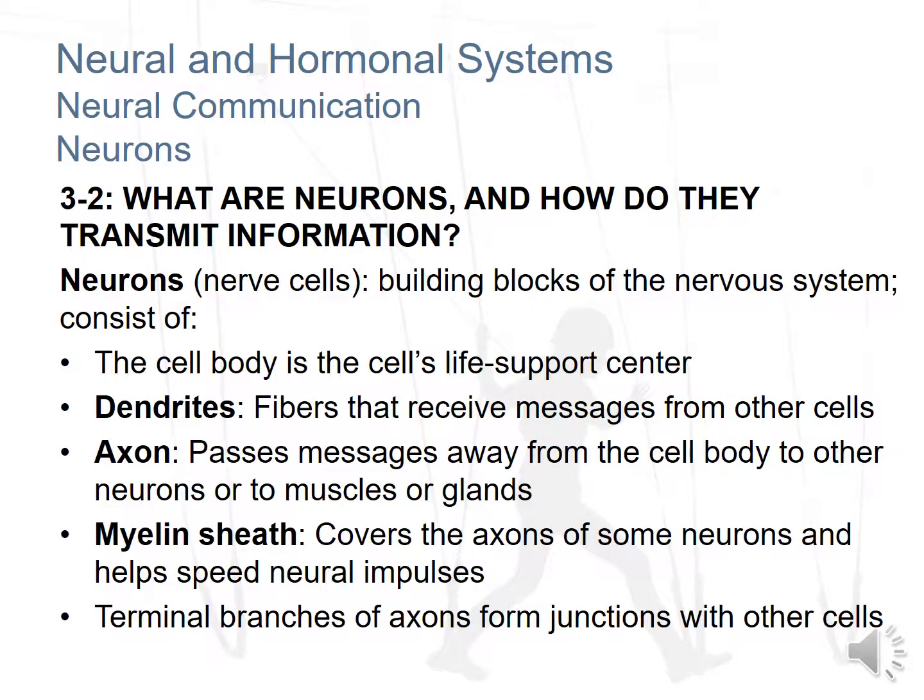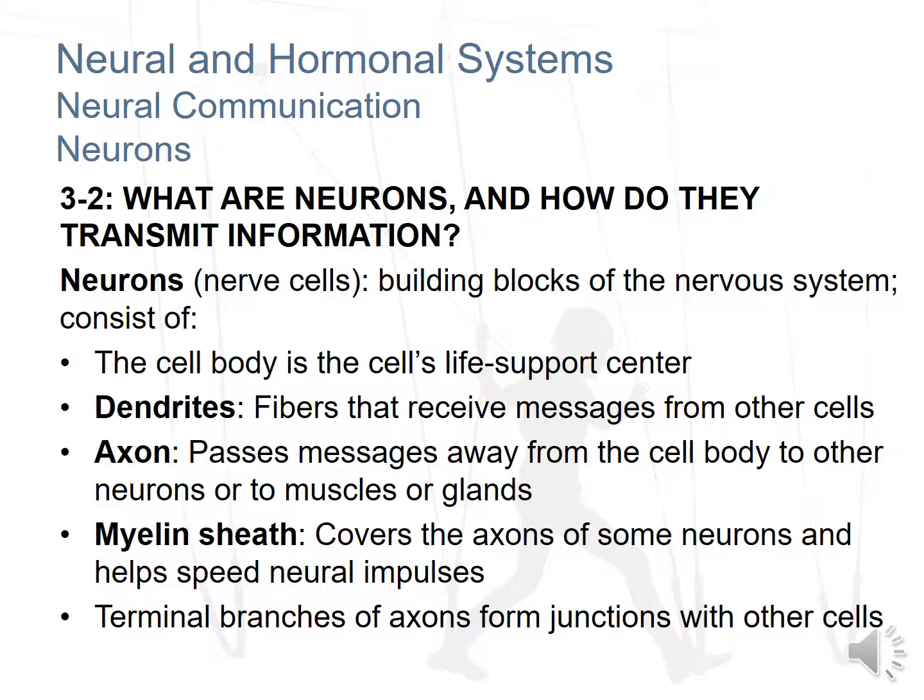So how do neurons communicate, and what are they? How do they transmit information? Neurons are a special type of nerve cell, and they are the building blocks of the nervous system, which consist of the cell body, which is sort of the cell's life support center, dendrites, which are fibers that receive messages from other cells or other neurons, the axon, which passes messages away from the cell body to the other neurons or to muscles or glands, the myelin sheath, which covers the axons.